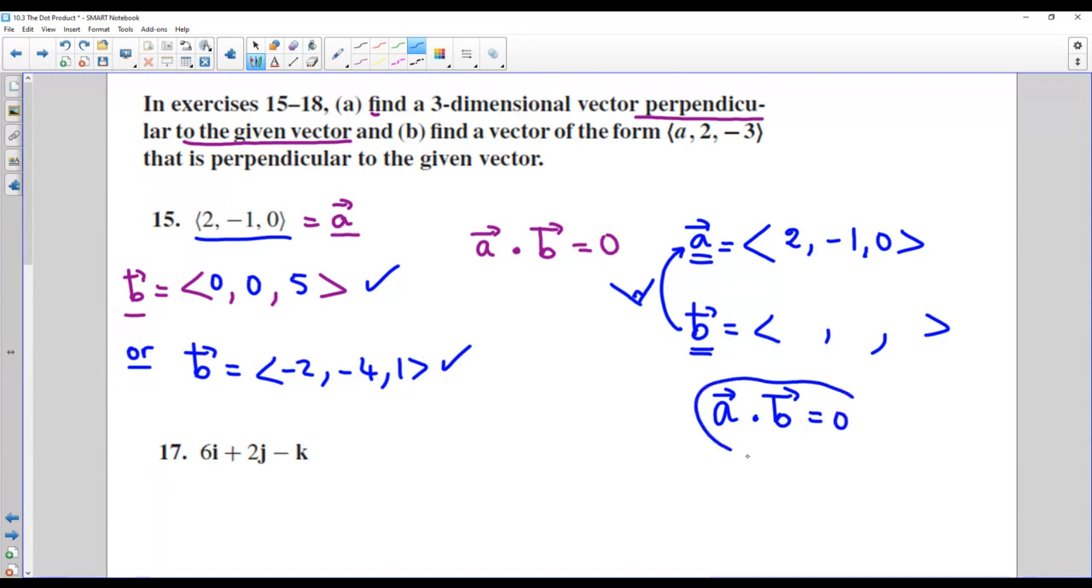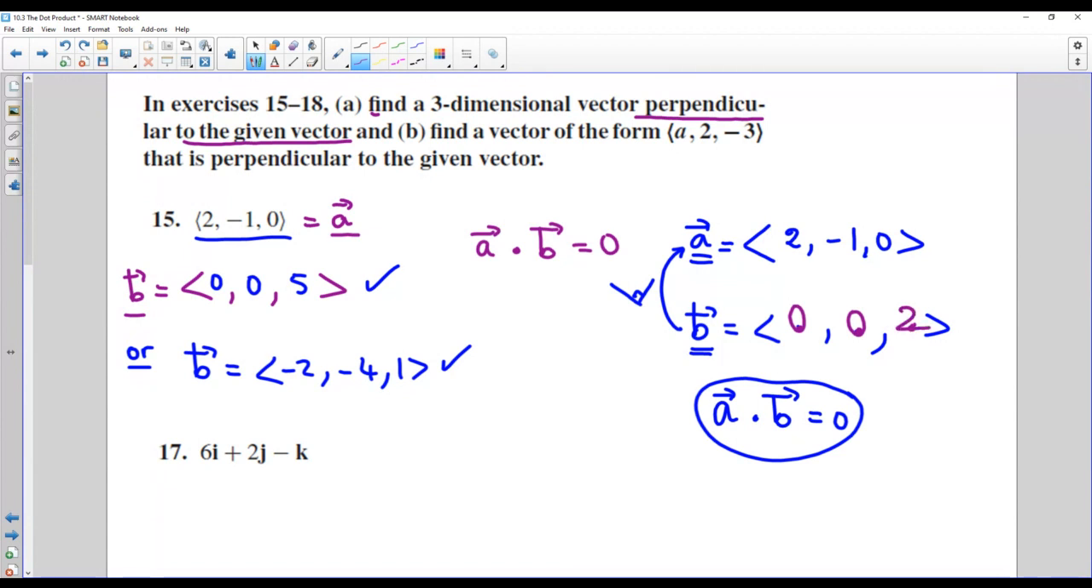Okay. So just put numbers. What numbers can you use here, here, and here so that the dot product is going to be 0? For example, the easiest one is to take 0 here, 0 here, and any number here. Let's say 2.